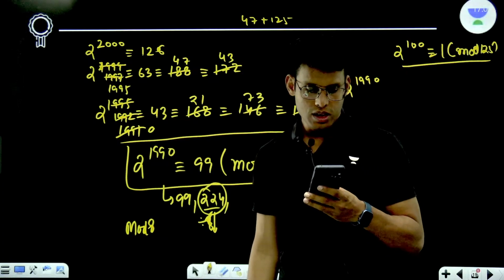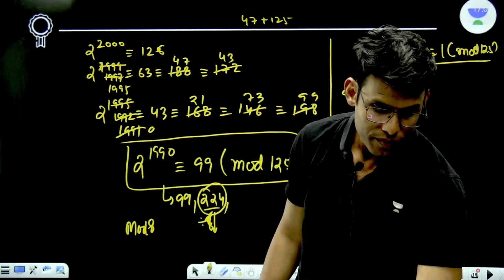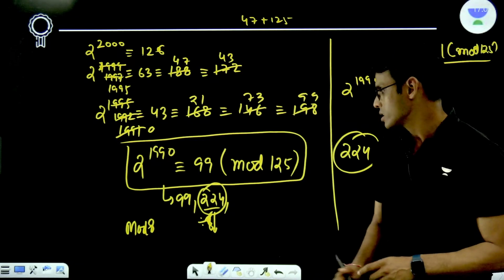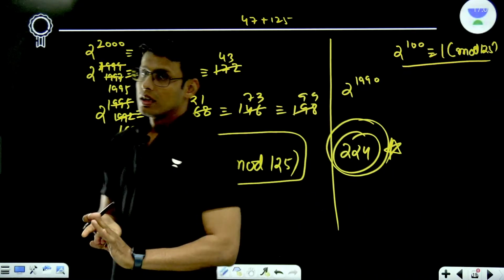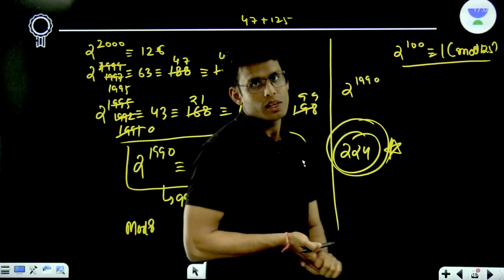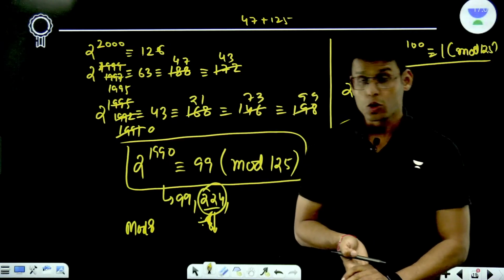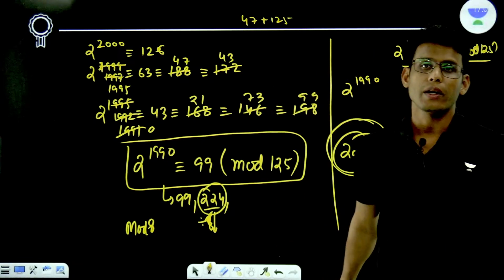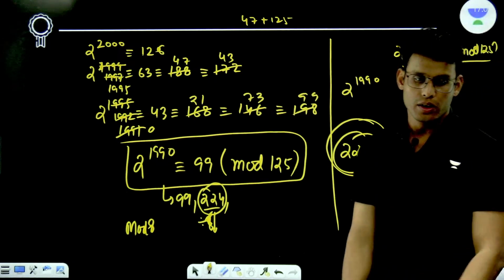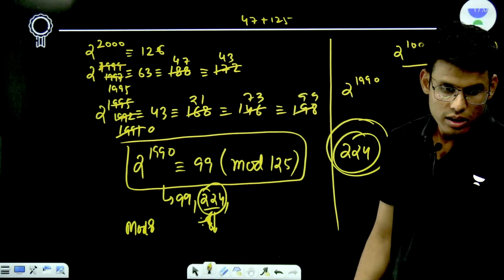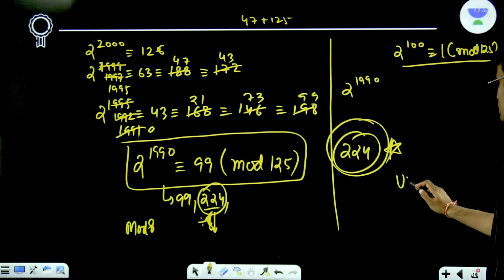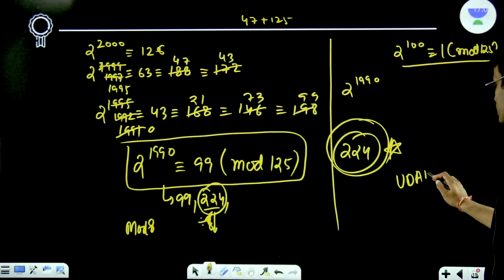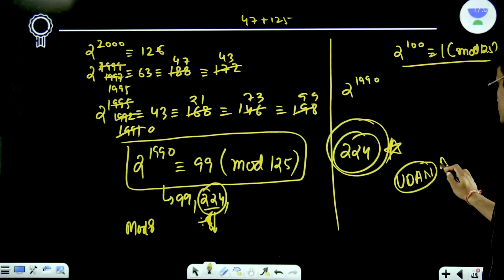224 is correct. Checked it. ChatGPT as well. Right? This concludes our Chinese remainder theorem. I know it is a bit difficult.